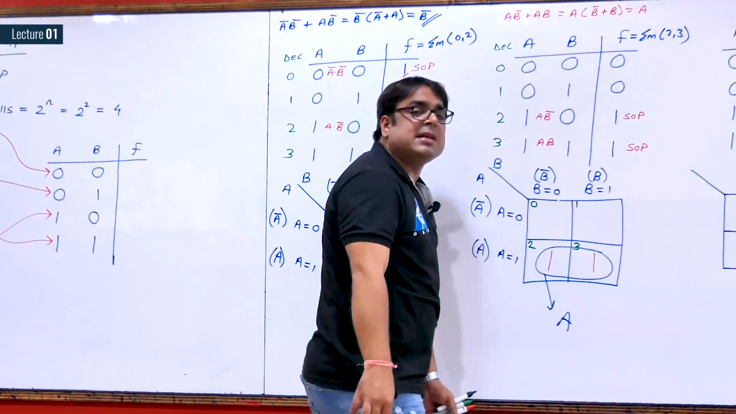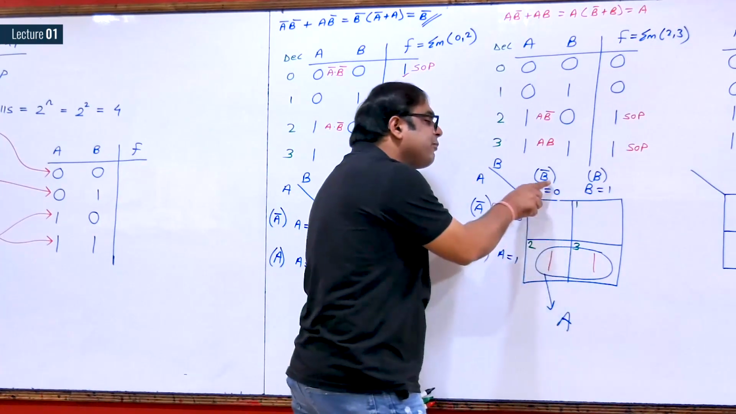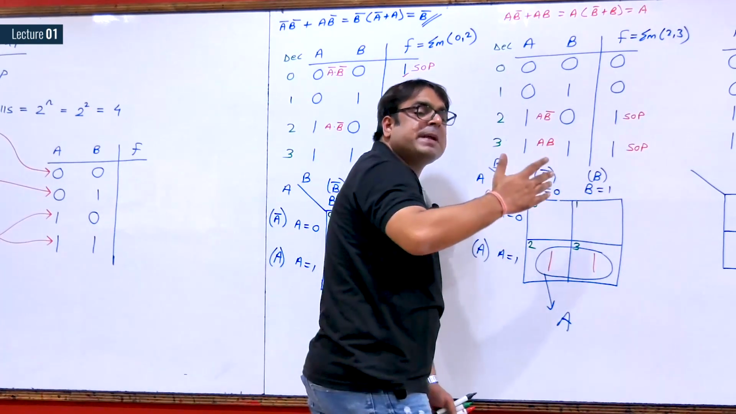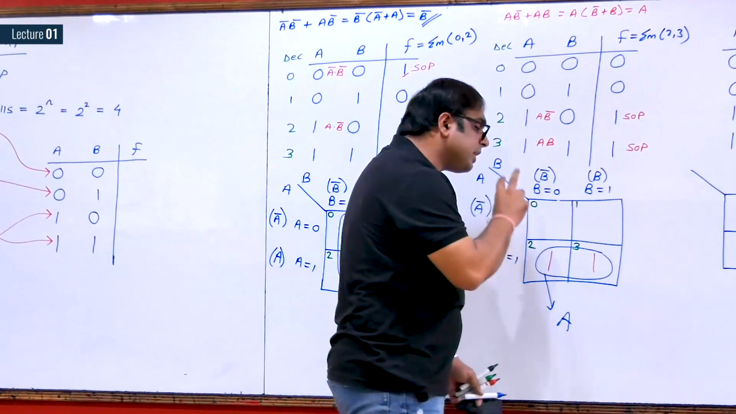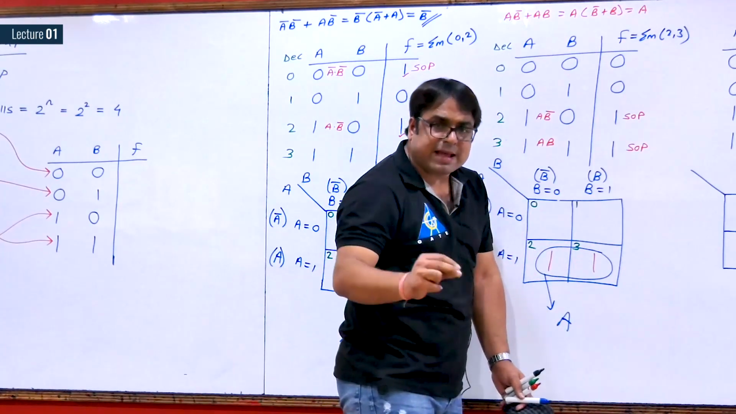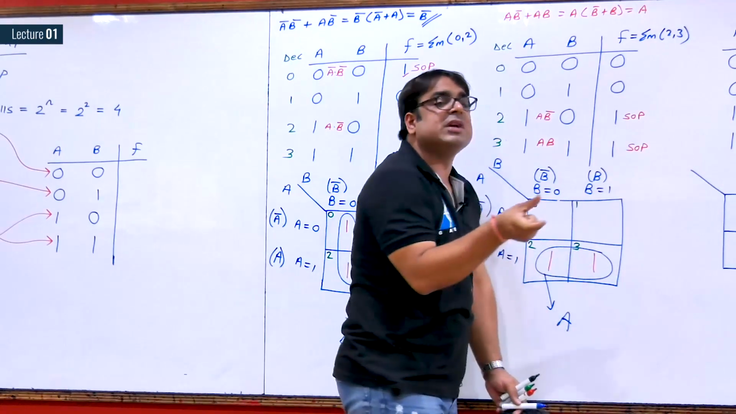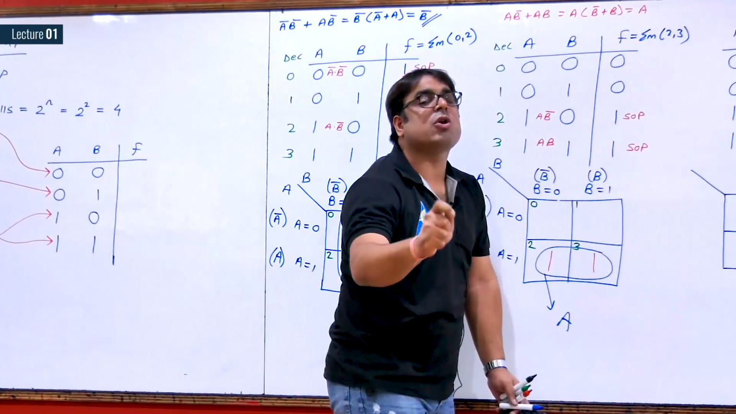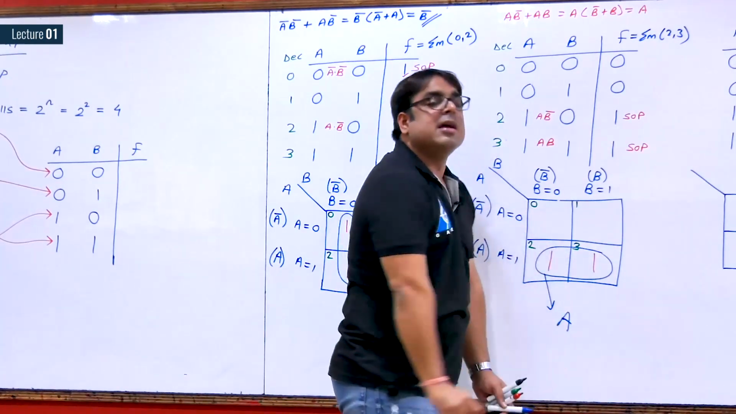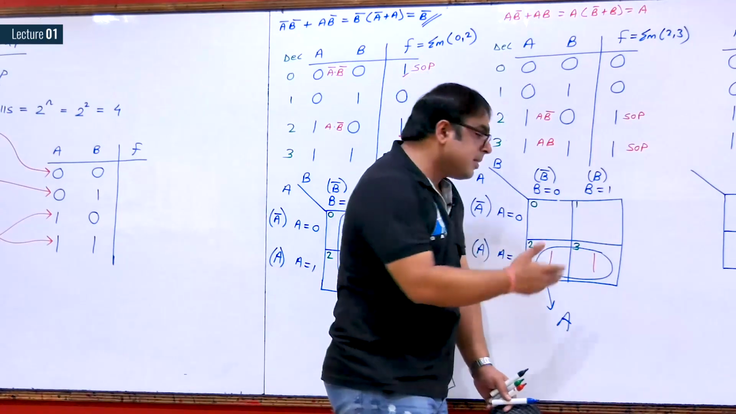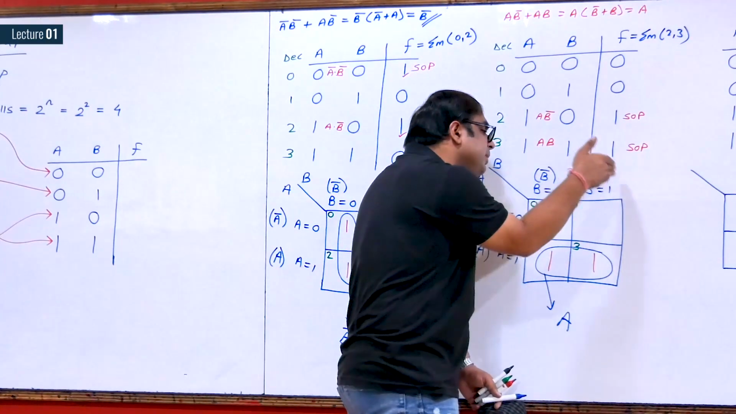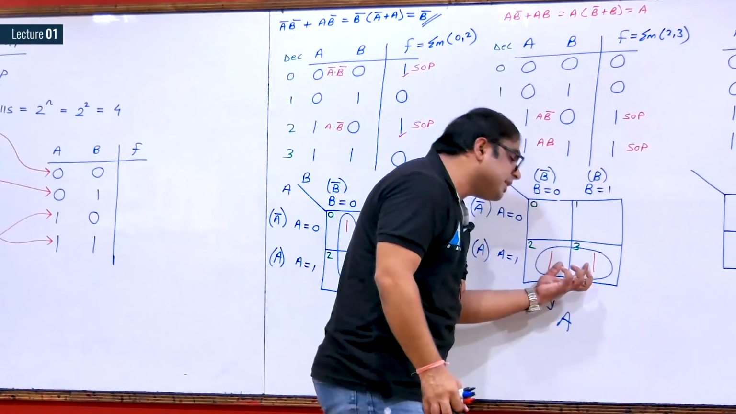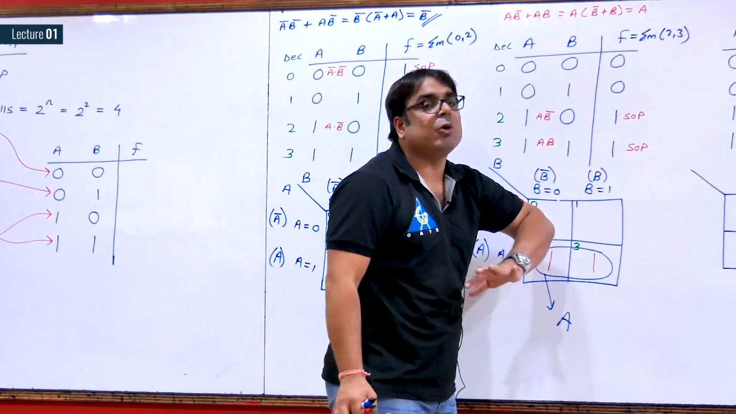We are not getting B in the answer because for half part it is B complement, for half part it is B. So B complement plus B will get reduced. What you have to write in the final answer is the term which is common throughout the group during minimization. The terms which are changing, for example B complement plus B, will get reduced, so no need to write those terms. Write only that term which is common throughout the group.